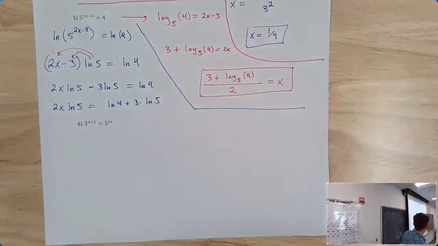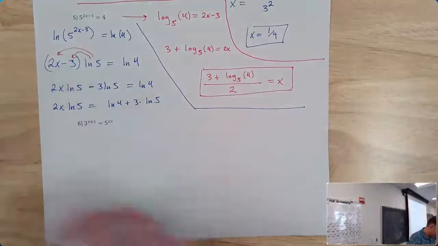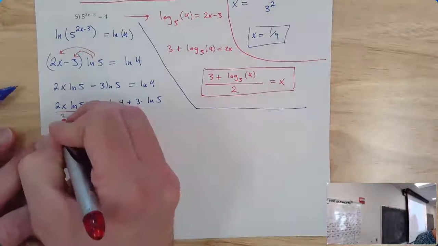And if I want to isolate x, what am I going to divide both sides by? Yeah, 2 natural log of 5, exactly. So we're going to divide both sides by 2 natural log of 5, because that's going to get rid of the 2 natural log of 5.